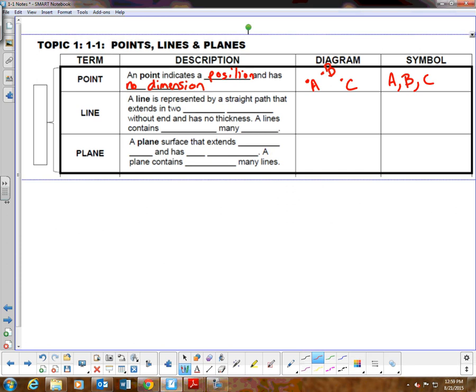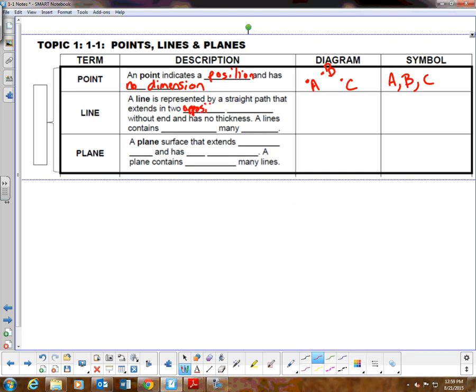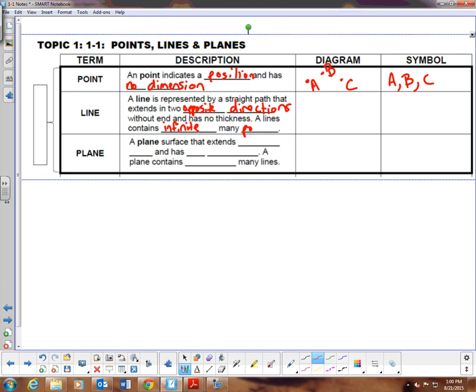Okay, and so then we go to the next one, a line. A line is represented by a straight path that extends in two opposite directions without end and has no thickness. A line contains infinite many points.